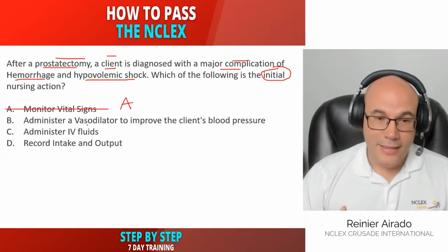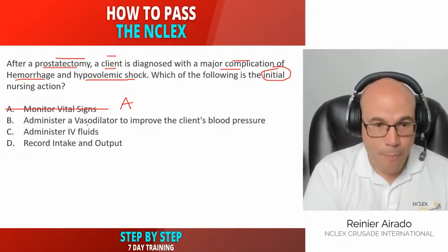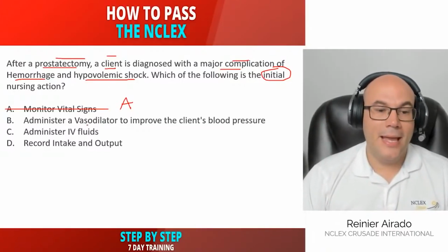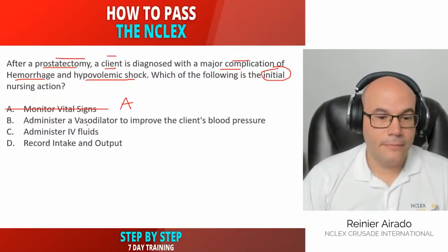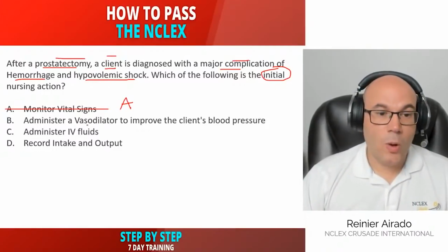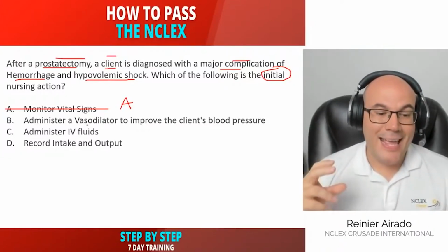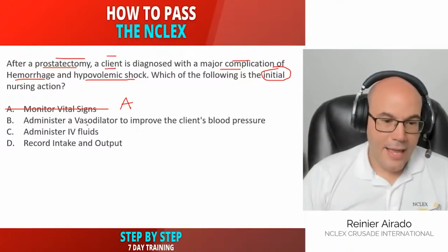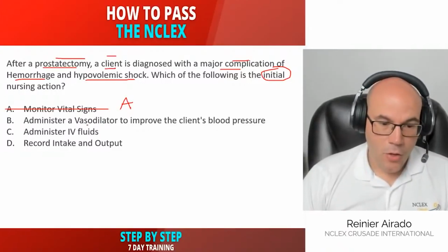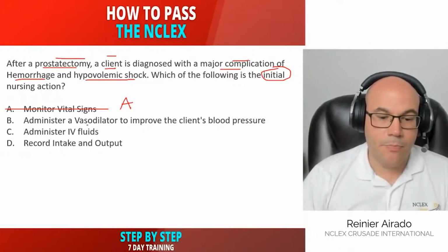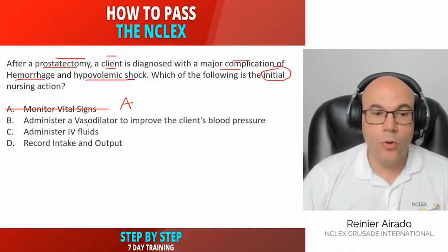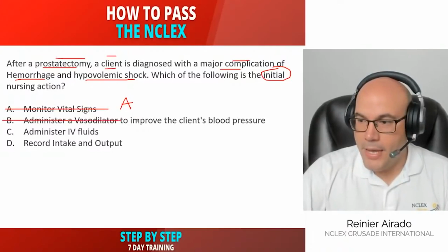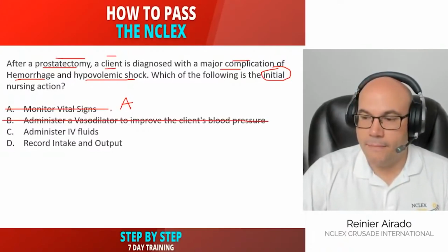And remember that the patient is in hypovolemic shock. So the patient is going to be hypotensive. The patient is in shock. So I need to do something that increases the blood pressure. A vasodilator will decrease the patient's blood pressure further and will cause more problems. B is eliminated.